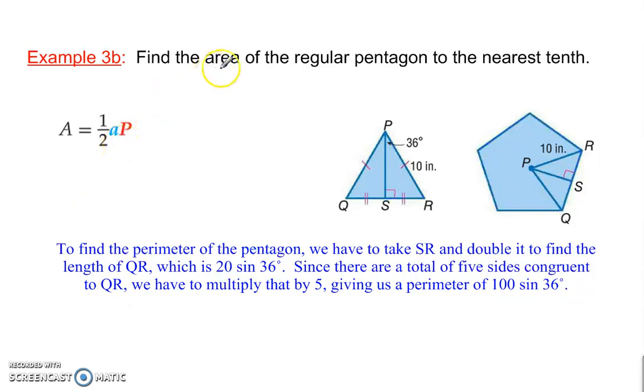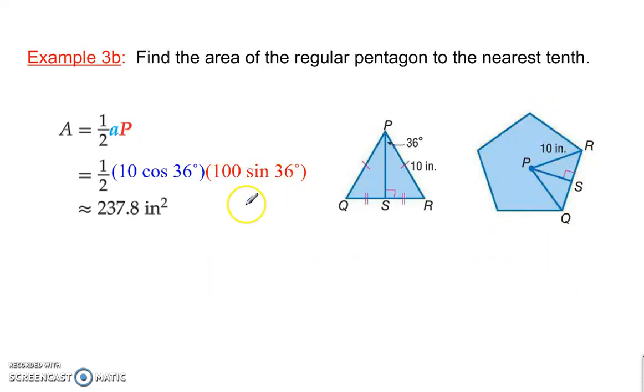Alright, so we want to find the area. Now we just found the perimeter. And you could go back and say, well, we'll find the area of this triangle and then multiply by 5. You can do that too, or you find the perimeter and then you get the entire area. So we know the apothem, a, was 10 cosine 36, and the perimeter all the way around is 100 sine 36. Type that into your calculator, and you get approximately 237.8 inches squared.